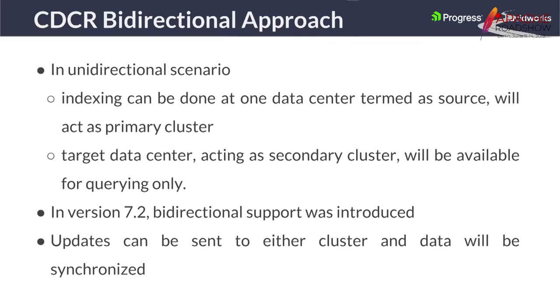Now I will invite back Anvi, who will take us through the bi-directional approach and the rest of the slides. Yeah, so far we have discussed the unidirectional approach, which was an active-passive approach, where the indexing can be done only at the source, and the targets can be used only for querying purposes. So to remove this limitation, the bi-directional approach was introduced in version 7.2 of Solr, and there is no concept of a source and a target.